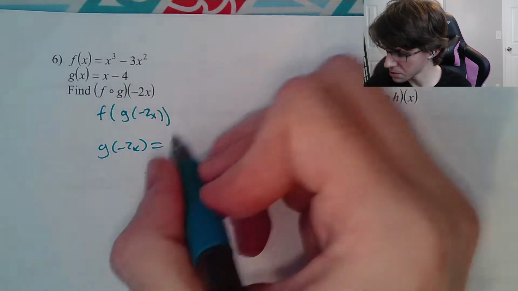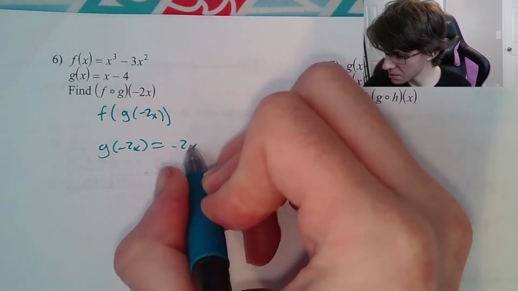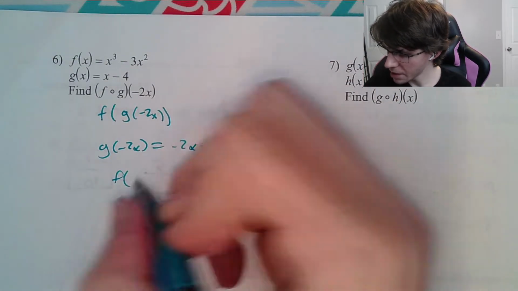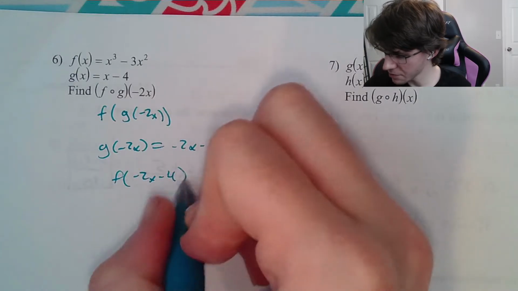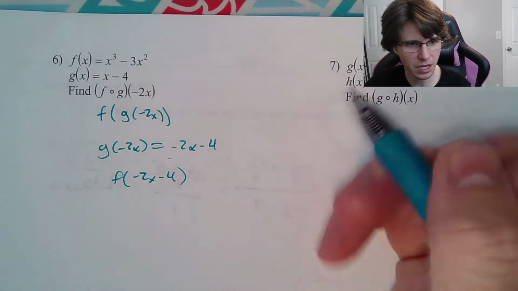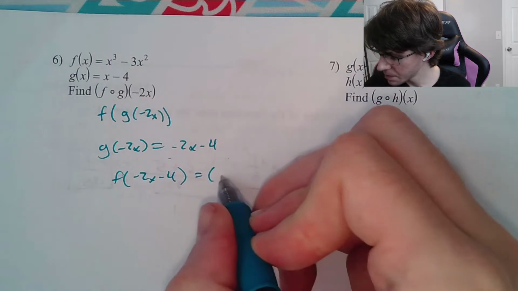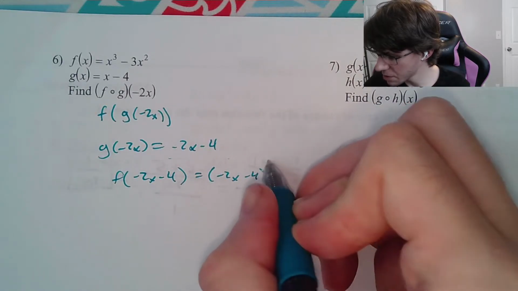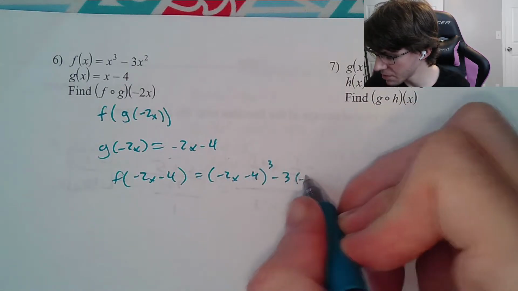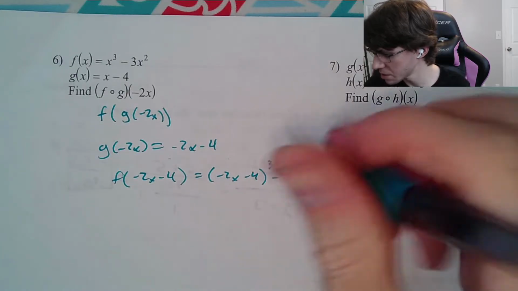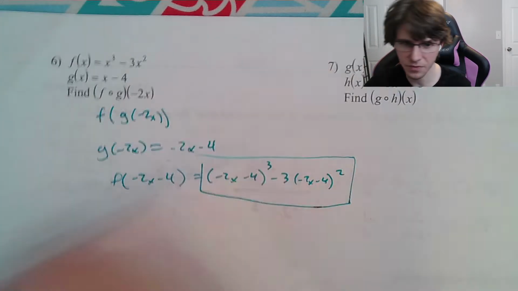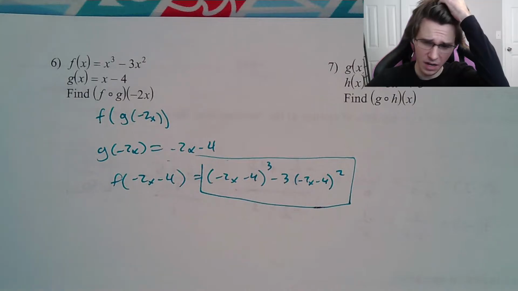But if you're interested in seeing what the correct answer is, g of negative 2x is going to be negative 2x minus 4. And then f of negative 2x minus 4, because you're taking that result and plugging it into f, that's going to be negative 2x minus 4 cubed minus 3 times negative 2x minus 4 squared. And for real, this is definitely one that you want to kind of just leave there and not do any effort with.